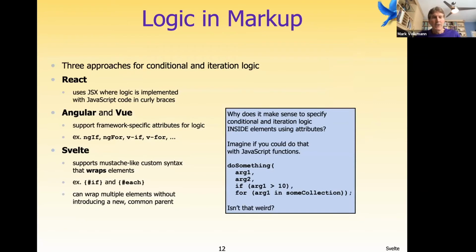So this slide is really kind of a mini rant from me about why I prefer the Svelte kind of markup for conditional logic and iteration. So I'm going to fly by this for now in the interest of time.